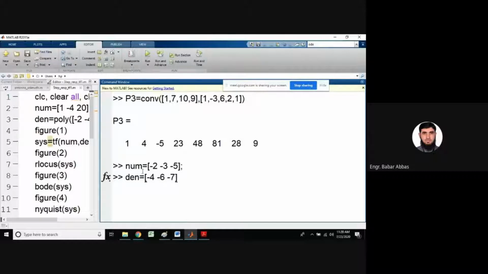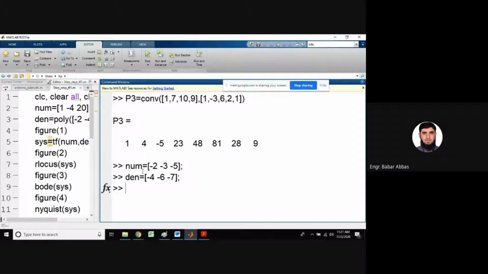And you people know that the denominator is important in the case of the transfer function, because the denominator polynomial gives the characteristic equation. When the value of the denominator is equated to 0, it becomes the characteristic equation, and that shows the poles of the system. Similarly, the numerator shows the zeros of the transfer function.